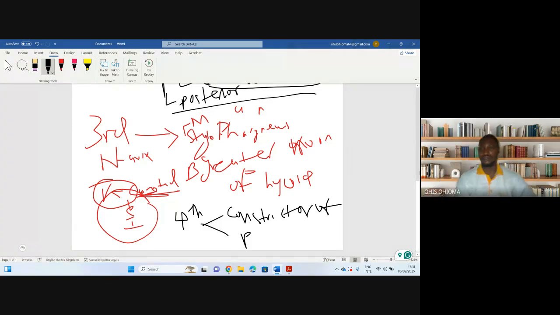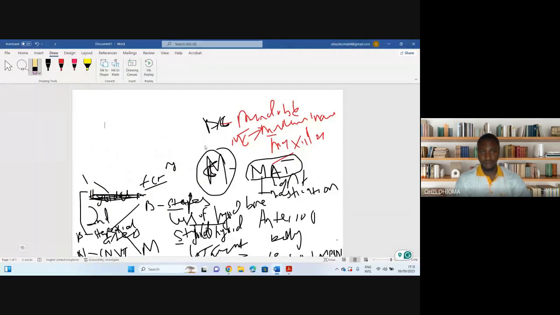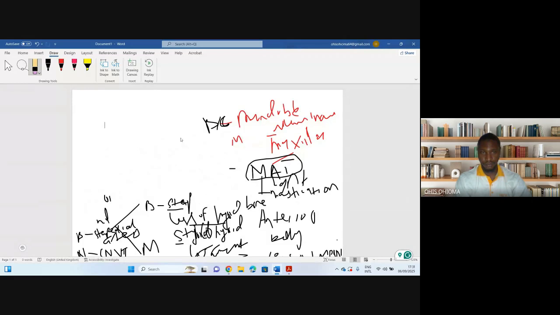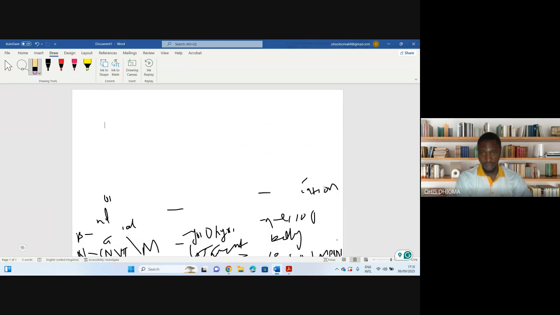So let me write this out, so it's easier for you guys to remember. This is the cartilage that is derived from the sixth pharyngeal arch.